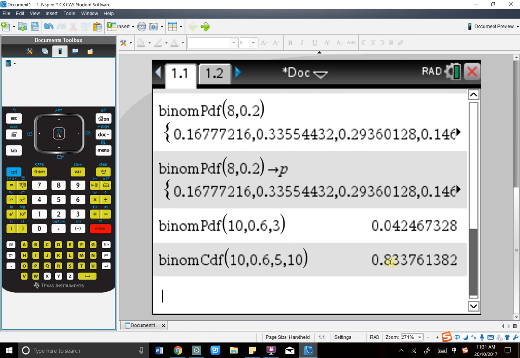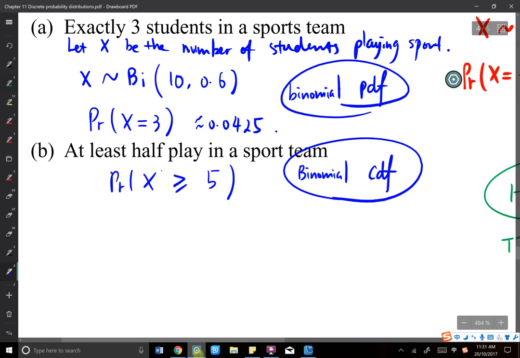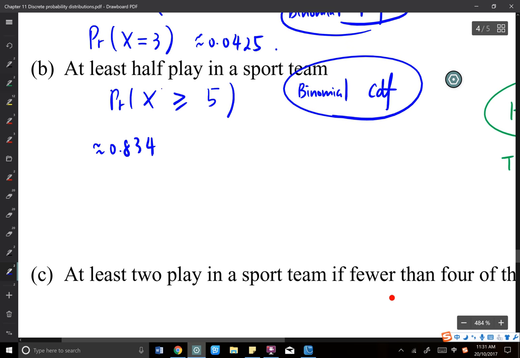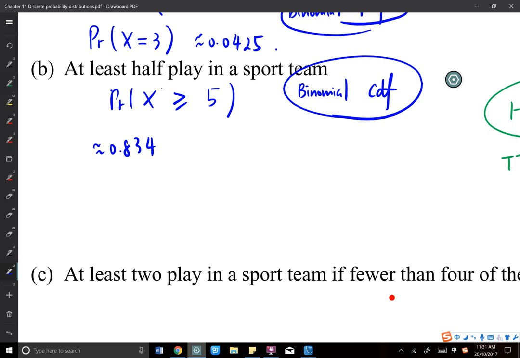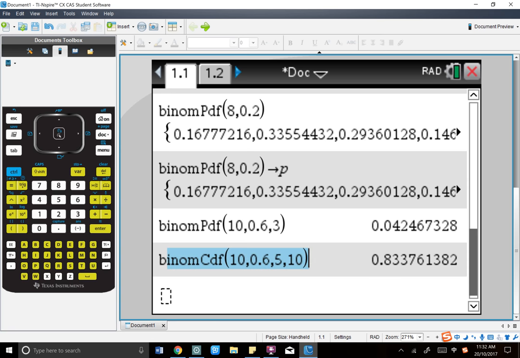So 0.834. Okay, one thing to let you know. This is only worth one mark, because that's a directly calculated question. You directly work that from the calculator. You are not going to write calculator syntax on your paper. So what you have here, do not write that on your working step. Just do not show calculator language on your paper.